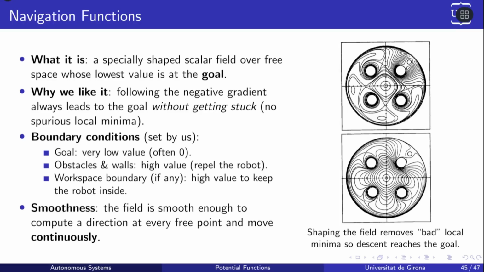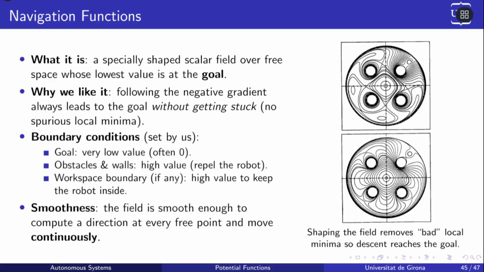This is an example of a navigation function. For instance, here the environment is a circular area, and here we have 4 obstacles. The goal is to reach just the center of this bubble. Here there are different implementations, some with local minima and others that have no local minima. Here you have some local minima. Here everything moves you towards the center of this bubble.